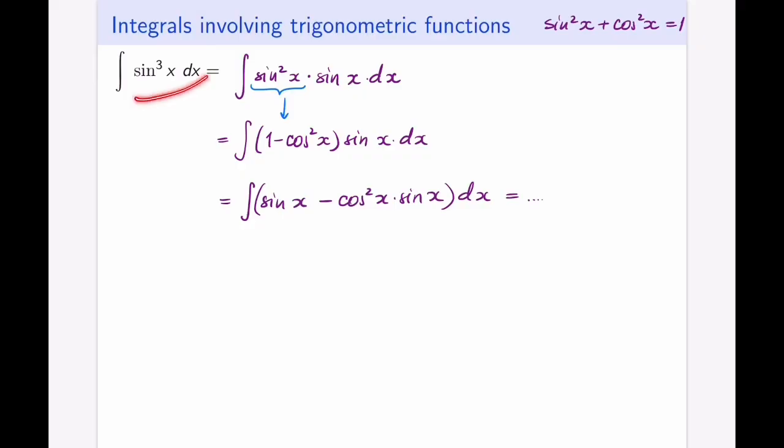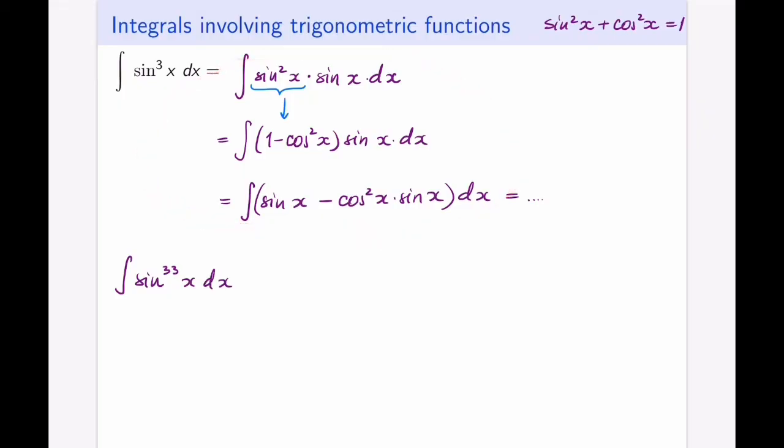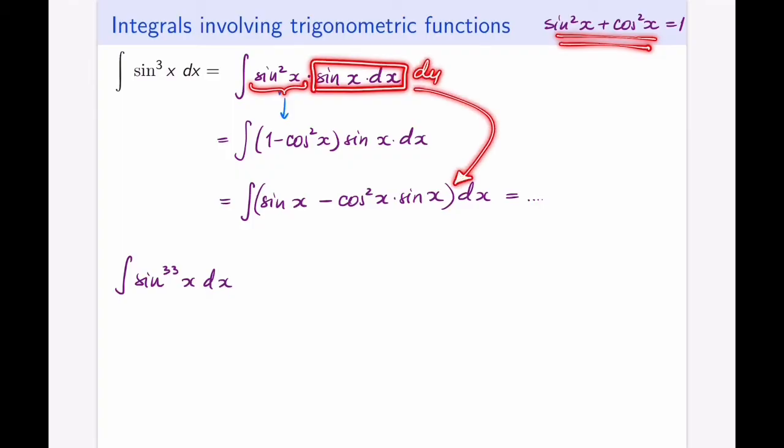Now, this is what we'll have if I have sine cubed x. What if I had something else? What if I had, for example, sine to the power of 33 x dx? Would I be able to carry through a similar approach? Well, all I've done here is separated sine squared in order to rewrite it in terms of cosine. And then once I had that, the second piece served as my eventual substitution's derivative.